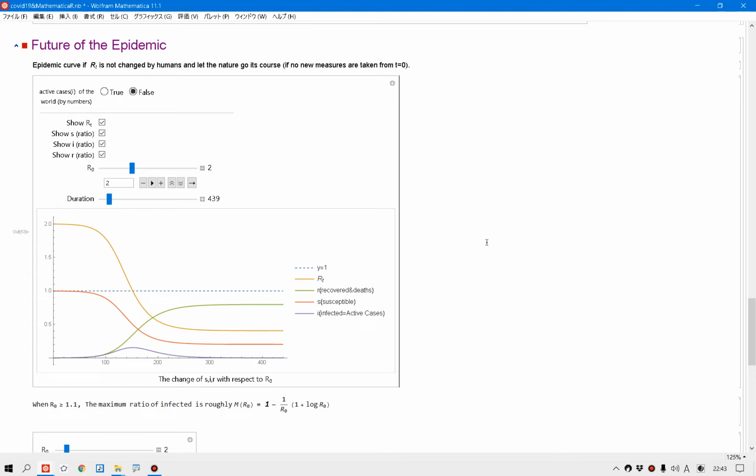The future of the epidemic: I'd like to calculate how many people will be infected in the world. This epidemic curve for the future is based on the assumption that RT is not changed by humans and lets nature go its course. This means that if susceptible becomes less, that means that food becomes less. So RT becomes less. RT changes in proportion to susceptible. So this is a curve.